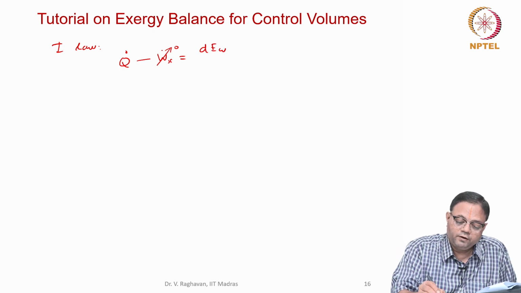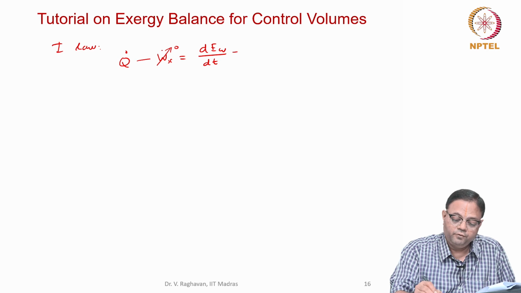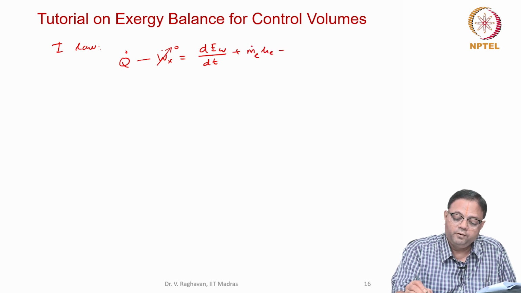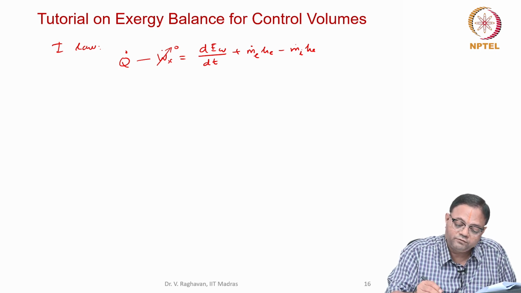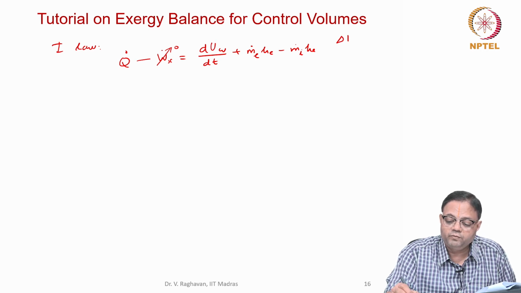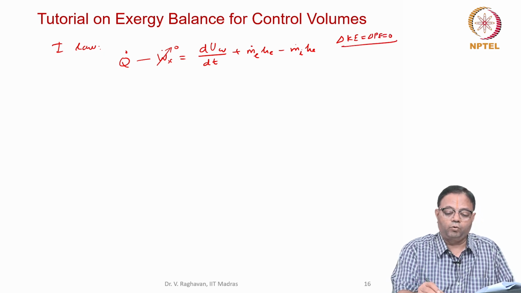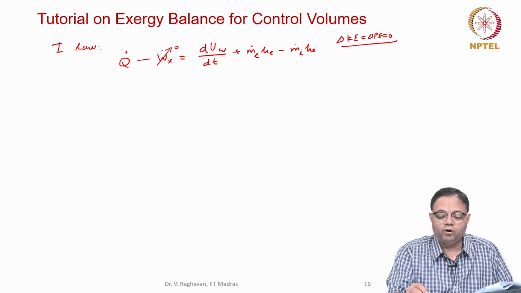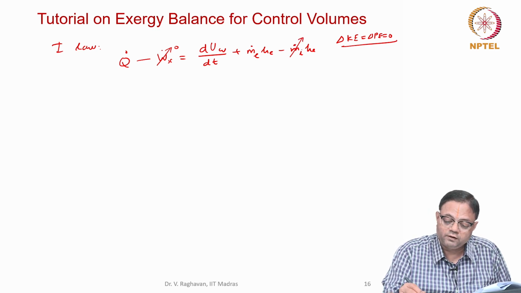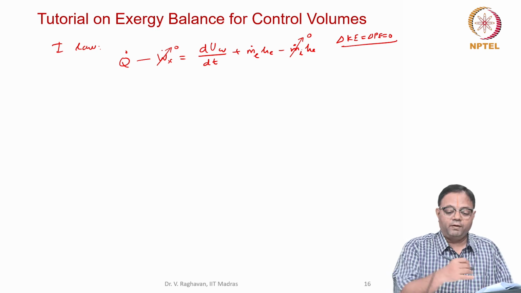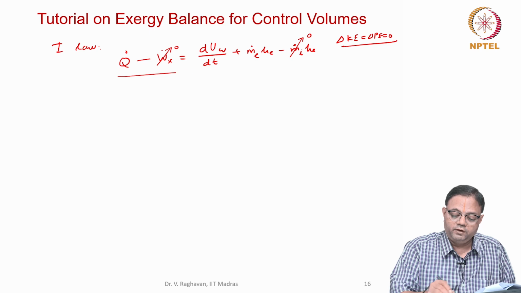Then I will say Q dot equals d Ecv by dt plus m dot e He minus m dot i Hi. Instead of E I can put U, that is internal energy. That means I am neglecting kinetic energy and potential energy changes in the control volume, so only internal energy is there. Here also kinetic energy and potential energy for the streams are assumed to be 0. But you can also see that there is no incoming mass, only the vapor goes out. So this is also 0. So this will be the first law.